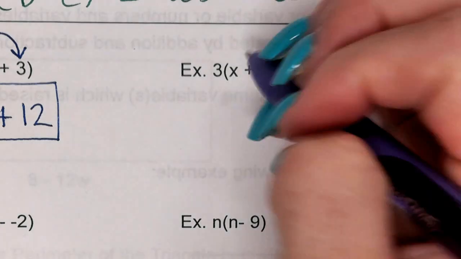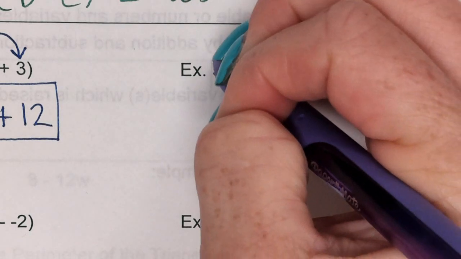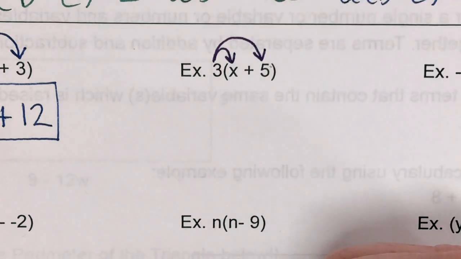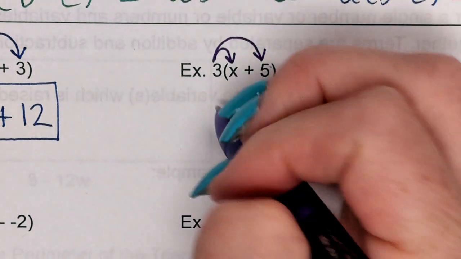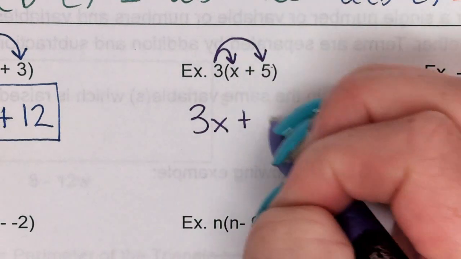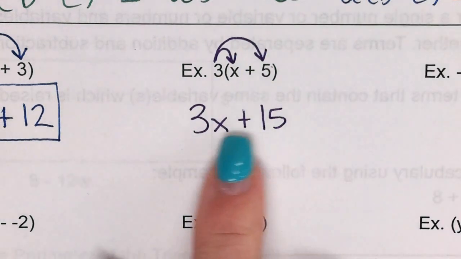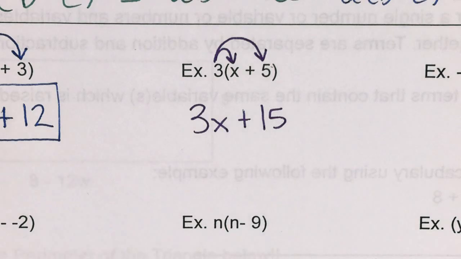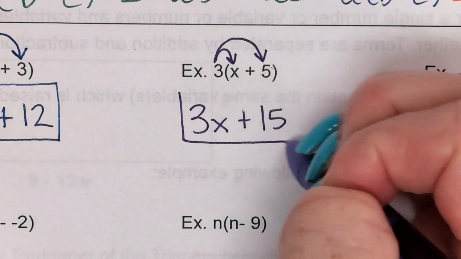Okay, you should have distributed 3 to x and 3 to 5. 3 times x is 3x plus 3 times 5 is? Can you combine anything that are like terms? No, so you are finished.